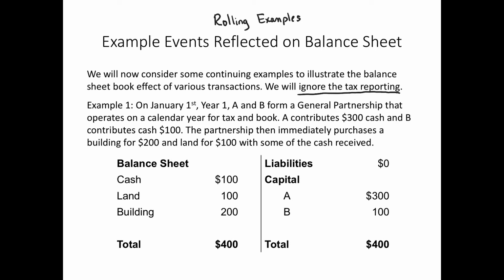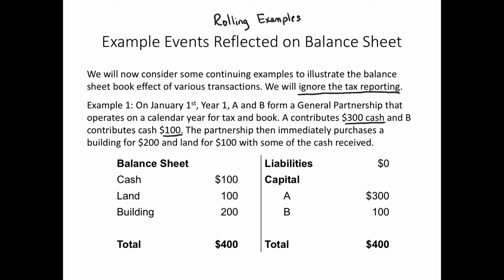So example 1: on January 1st, year 1, A and B form a general partnership that operates in a calendar year for tax and book purposes. A contributes $300 cash and B contributes $100 cash. The partnership then immediately purchases a building for $200 and land for $100 with some of the cash received. Okay? So they're receiving $400 total in cash. Then the partnership immediately on that same date, right? This is all on January 1st.